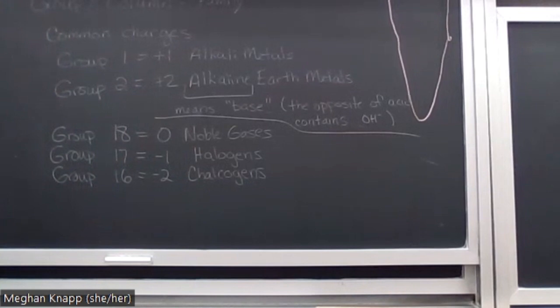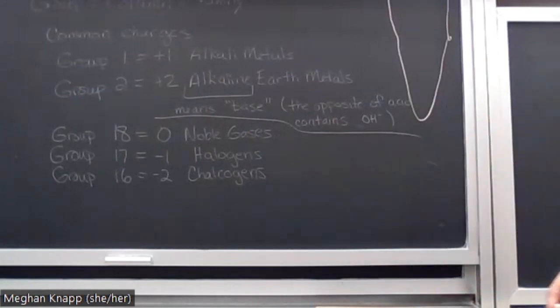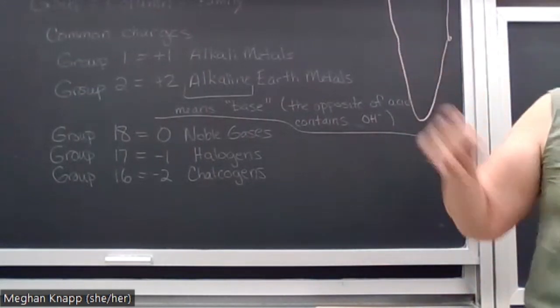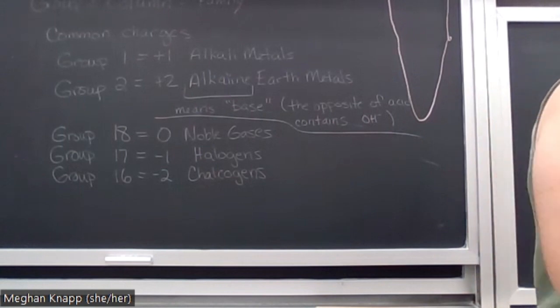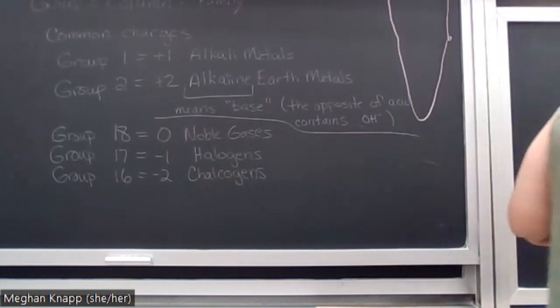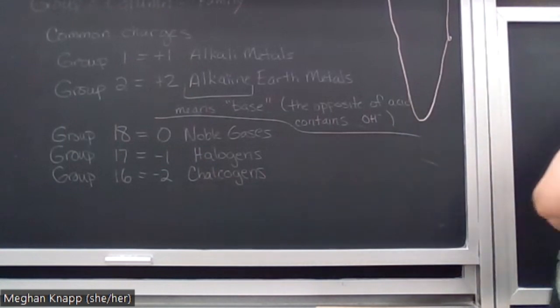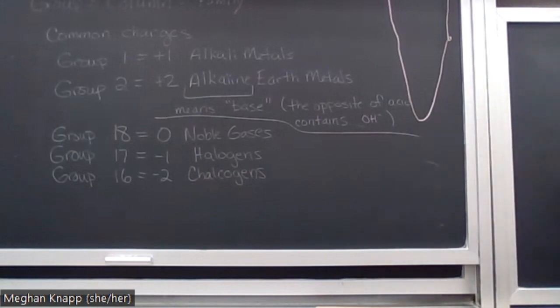Aluminum, gallium, indium, thallium, they form a +3 charge very commonly, but they also form a +1 charge. So, you know, there's some variability. Okay, so that's how you can use the periodic table to figure out, is it a metal or a non-metal, and what the common charge is. Okay, so what I want to look at next is a little bit about ions.